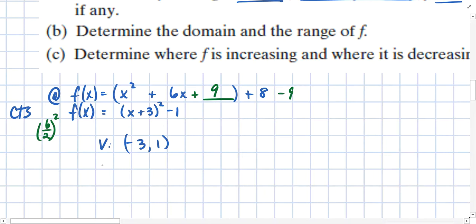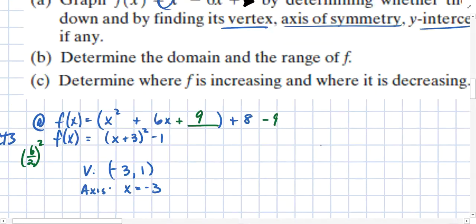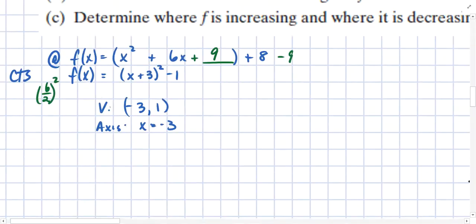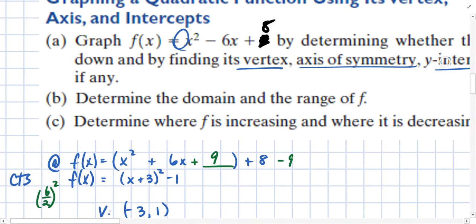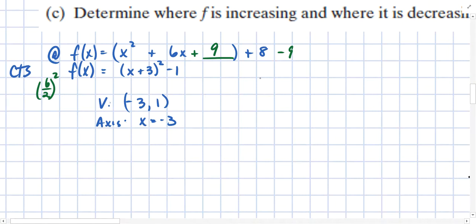The axis of symmetry is x equals negative 3. We know that our x-intercepts occur, well, let's start with the y-intercept because that's what they asked us to do first. So let's say our y-intercepts occur when x is equal to 0. All y-intercepts are found when x is equal to 0.